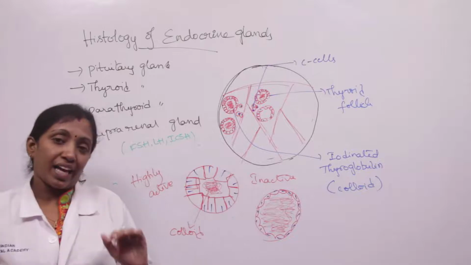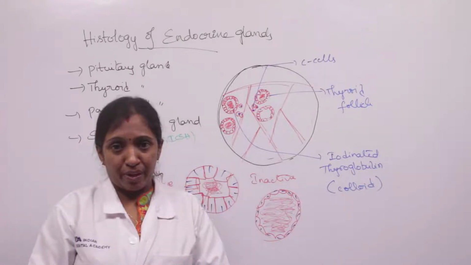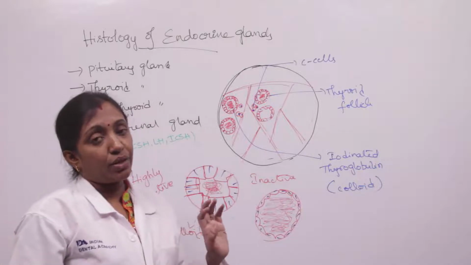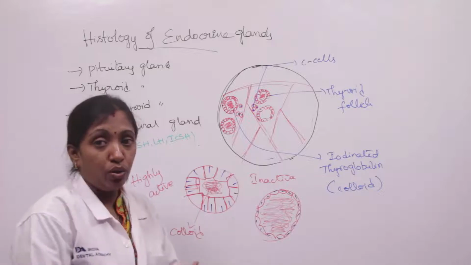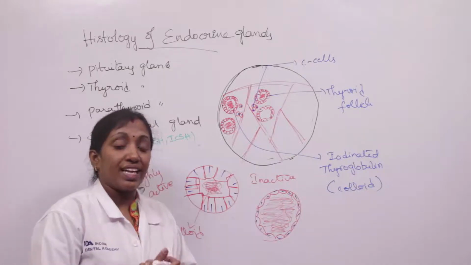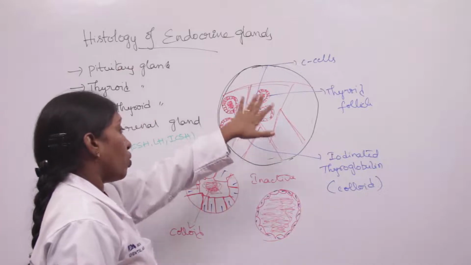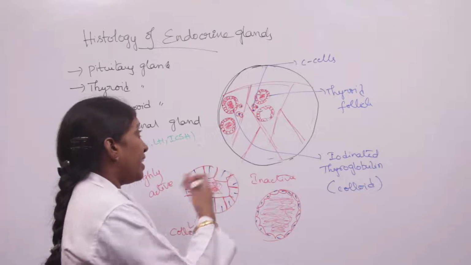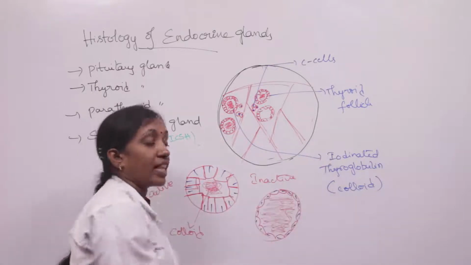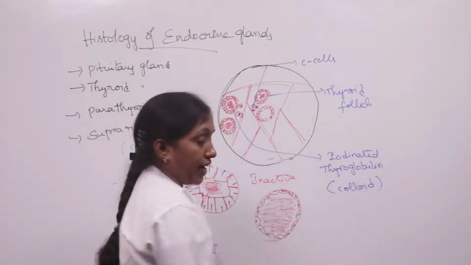So the thyroglobulin is synthesized by the endoplasmic reticulum, packed into vesicles by the Golgi apparatus, and thrown out into the follicular cavity by exocytosis. Here this thyroglobulin combines with iodine and forms iodinated thyroglobulin, which is called colloid.